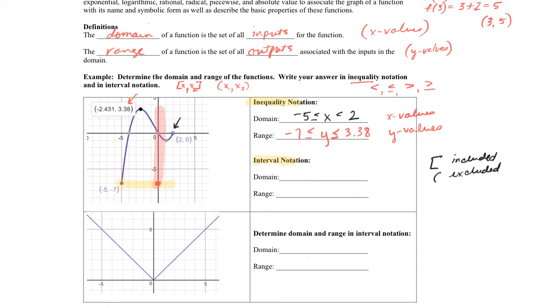So for my domain, I know that x is greater than or equal to -5, so it includes -5. I'm going to use a bracket from -5 to my largest x value, which is 2. But 2 was excluded, because x is less than 2 as opposed to less than or equal to 2, so I'll use a parenthesis. The range is greater than or equal to -7, and that is included, so I'm going to use a bracket, up to a value of 3.38, and again, 3.38 is included, so I'll use a bracket. Again, x values are my domain, and y values are my range.